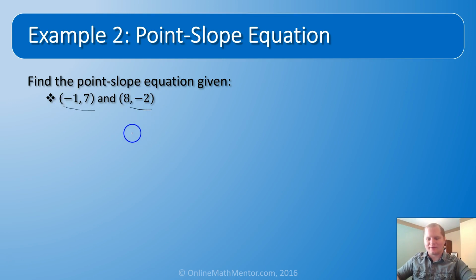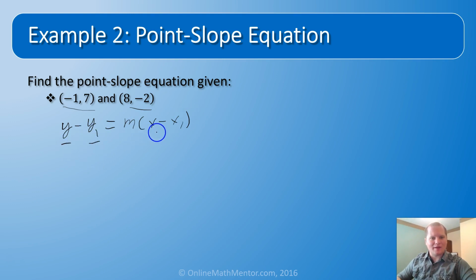So for this one, we're still finding the point-slope equation, but we are given 2 points instead of a point and a slope. So what we have to do is first write out our equation. And we're going to substitute into y, y1, x, and x1. And I'm going to label our points x, y, x1, y1.